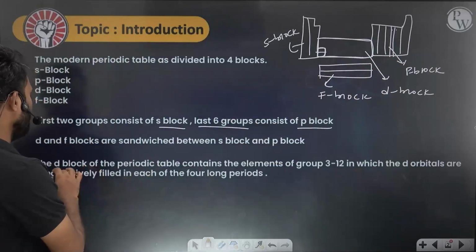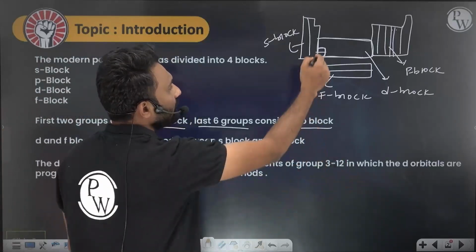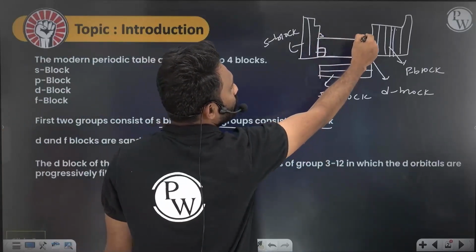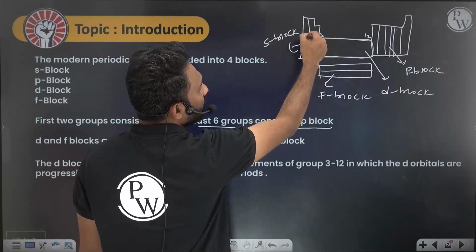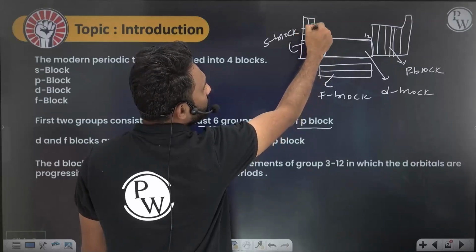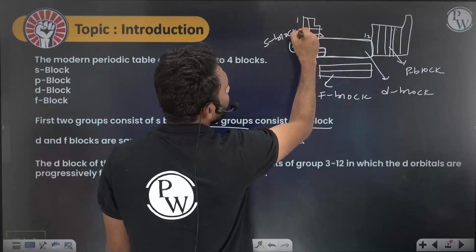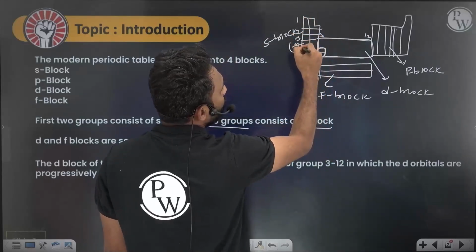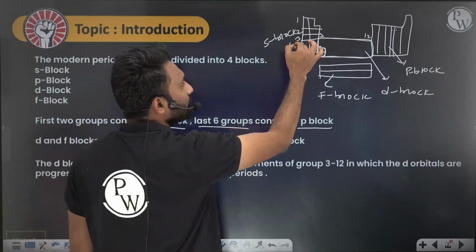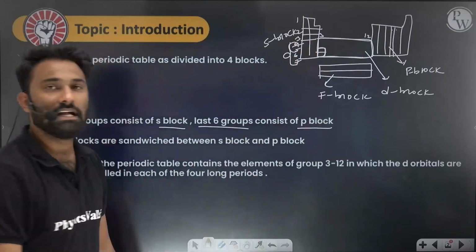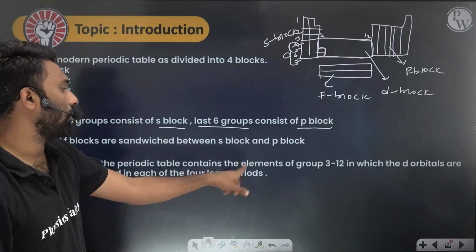Now the D block of the periodic table consists of the elements from groups 3 to 12, and it will start from the 4th period. Here the D block elements: this is the first, second, third, 4th, 5th, 6th and 7th period. D block elements will start from the 4th period, progressively filled in each of the 4 long periods.